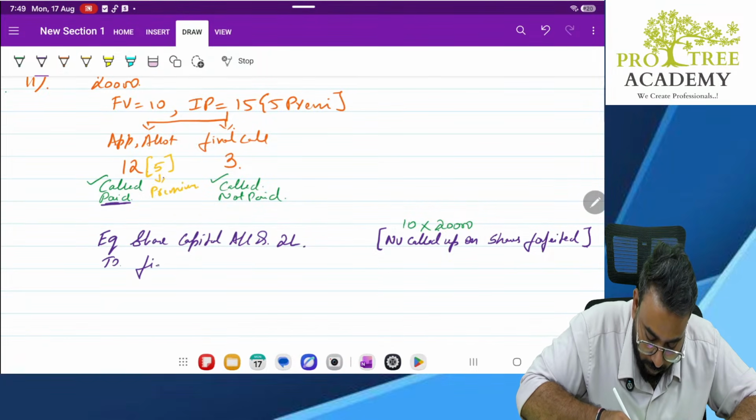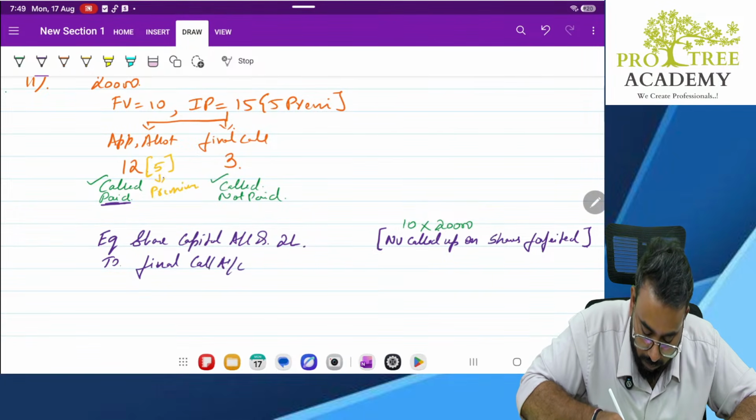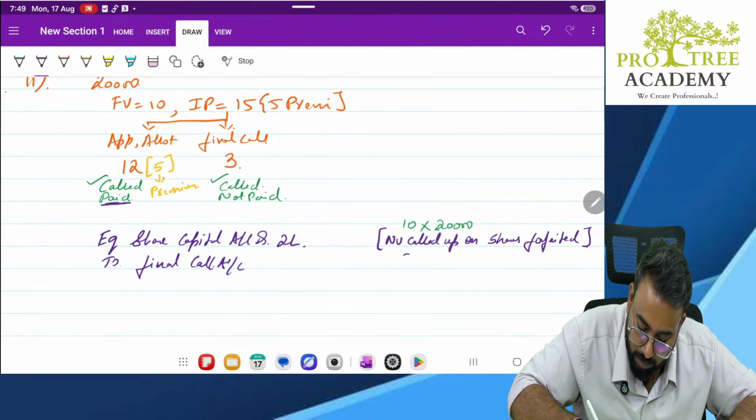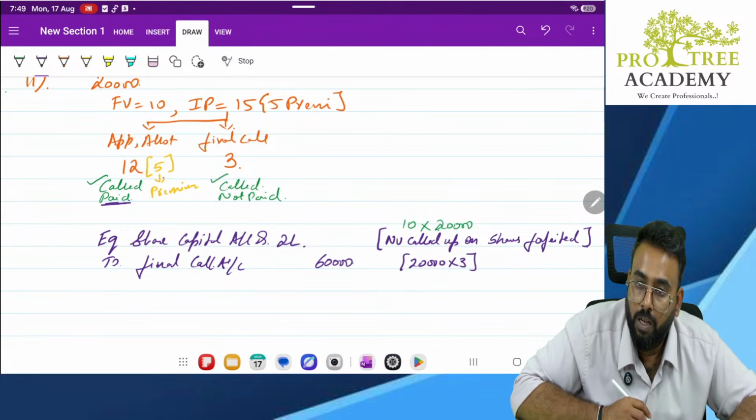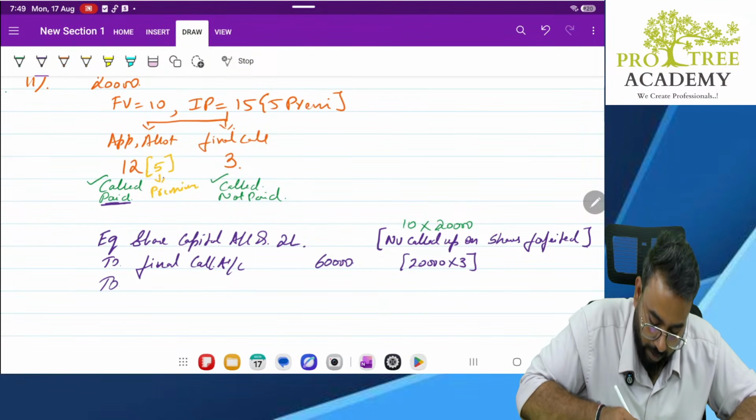To final call account. How much is the final call? 20,000 into 3, that is 60,000. What about remaining, sir? Remaining is your share forfeiture.